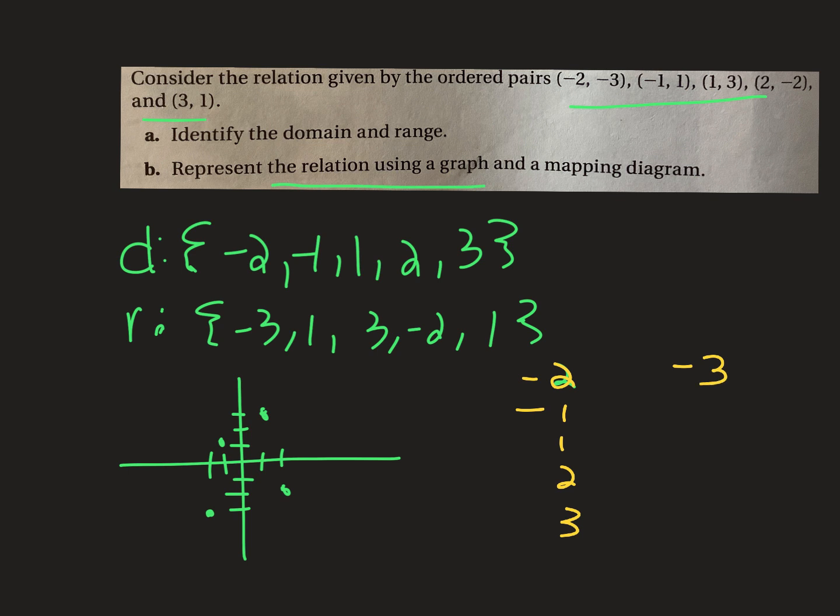-2 goes to -3, so I'll draw a little arrow like that. The -1 goes with 1, so I'm going to draw an arrow to that. 1 goes with 3, I'm going to draw an arrow to that. 2 goes with -2, draw an arrow to that. And 3 goes with 1. Oops, I already have a 1, so I draw that arrow up to the 1. Okay, so that's a mapping diagram.